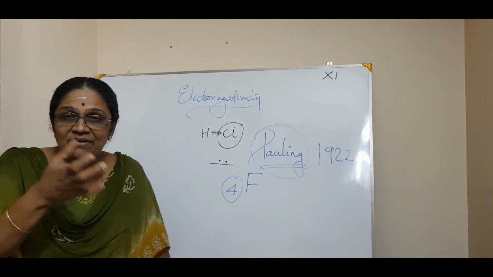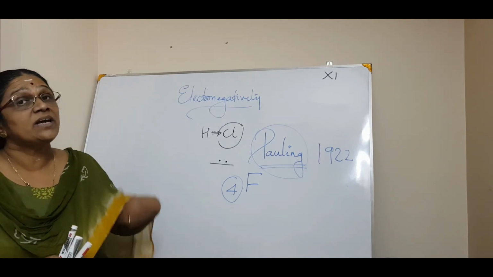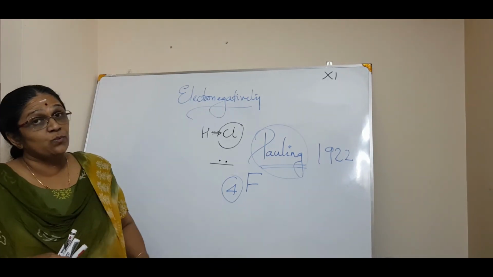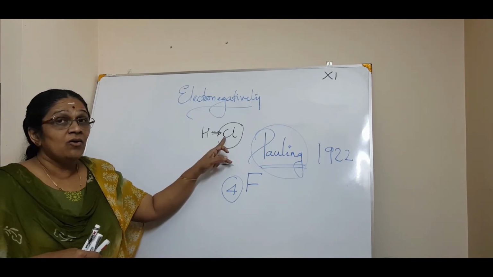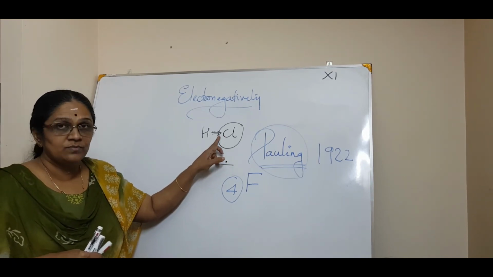So electronegativity is not a constant, you know. Why? Because it depends upon which atom it is bound to, isn't it?